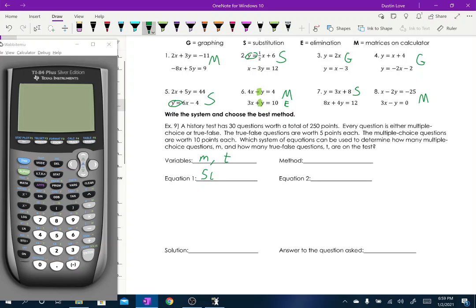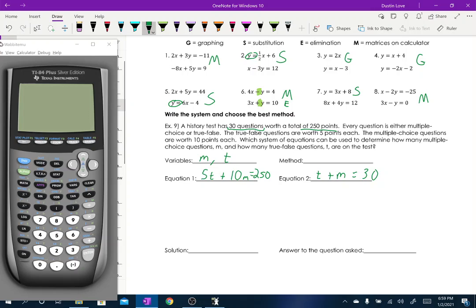So 5T plus 10 for multiple choice equals... looks like my total is 250. Okay, now what about the second equation? Well, it tells me that I've got 30 questions. So that means multiple choice. Well, I'm writing the same order. I put T first. True, false plus multiple choice equals 30.